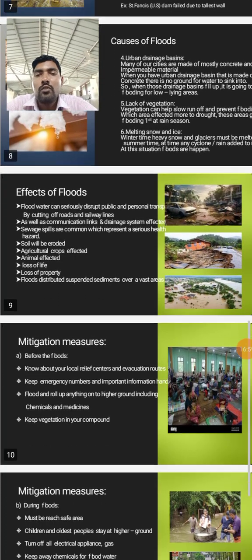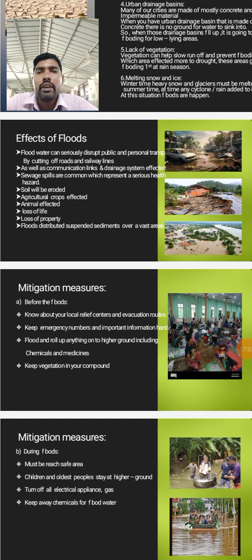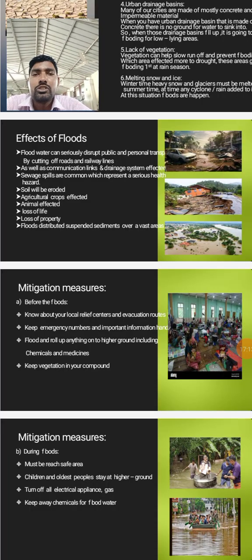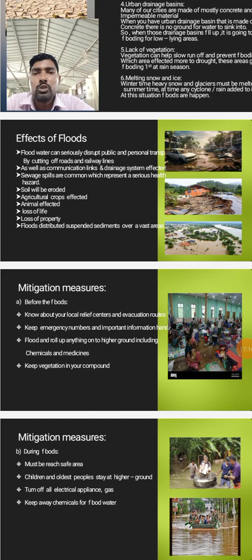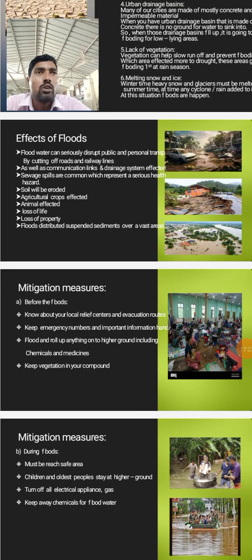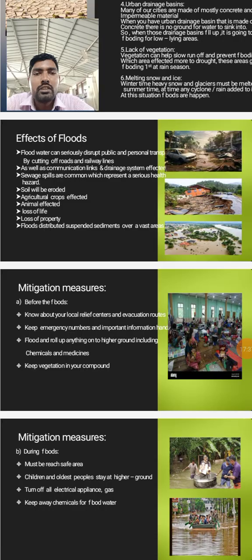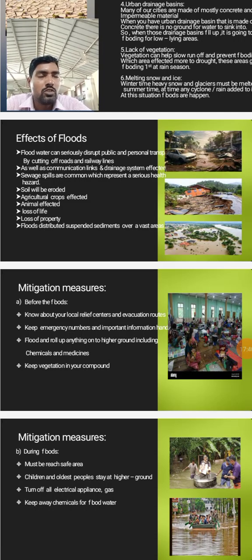And next, effects of floods. Flood water can seriously disturb us. Yes, we agree, because all the houses, livelihoods, and agricultural lands will mostly be affected. Flood water can seriously disturb public and personal transportation by cutting off roads and railway lines. The transport system, agricultural system, and human livelihood are affected, as well as communication links and the drainage system. For example, the drainage system in city areas will be affected.